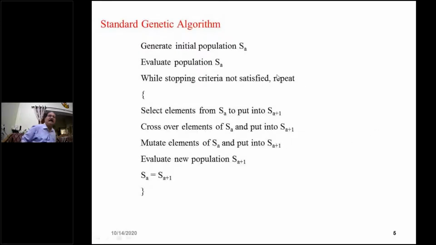So the standard genetic algorithm talks about: you generate the initial population S_t, evaluate the population S_t. While stopping criteria not satisfied, repeat: select the elements S_t to put into S_t+1, the string S_t+1. Then crossover element S_t and put it into S_t+1, mutate S_t and put in S_t+1, evaluate new population S_t+1, then make S_t equal to S_t+1. This is the standard genetic algorithm. S_t is nothing but the set of the strings.